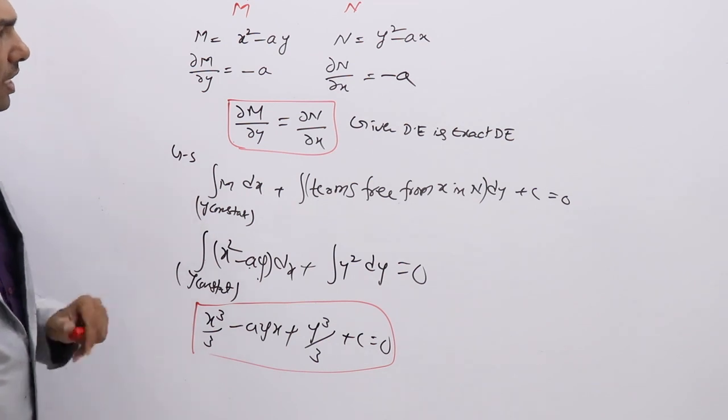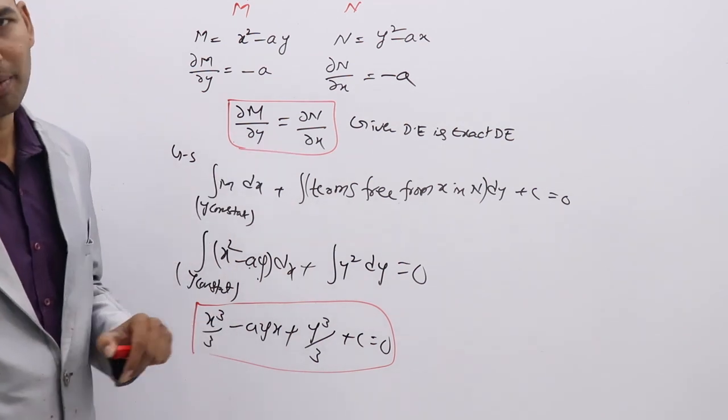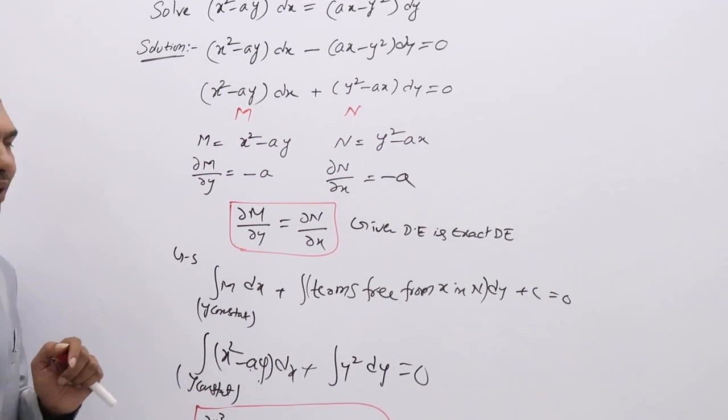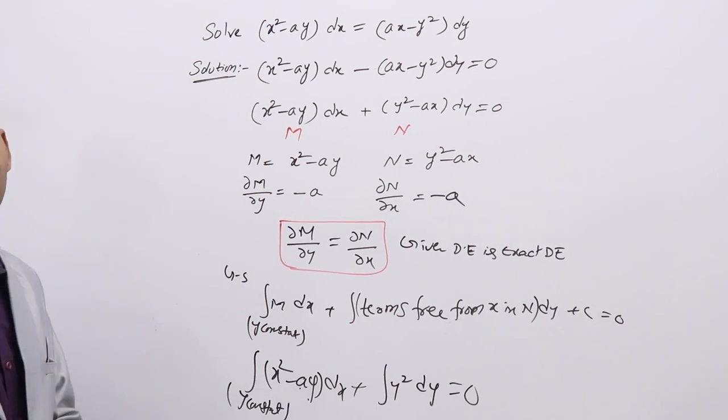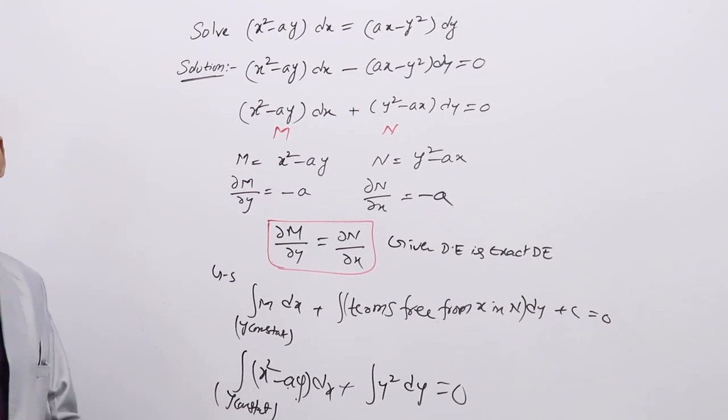If it is not exact, what happens, we will discuss next. Whenever ∂M/∂y is not equal to ∂N/∂x, okay? ∂M/∂y equal to ∂N/∂x, this is the procedure. If it is not equal, then what to do? What is the procedure to make it exact?